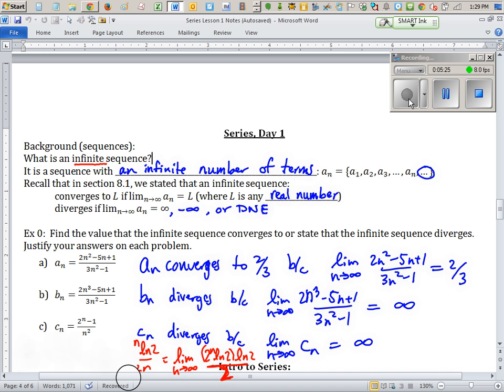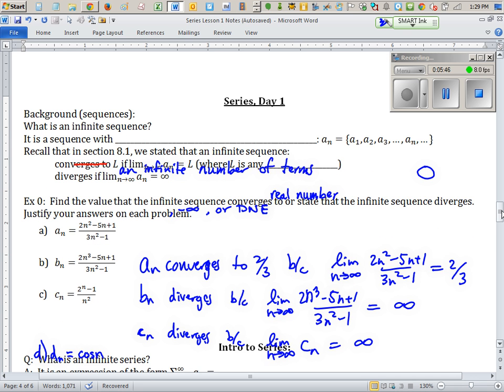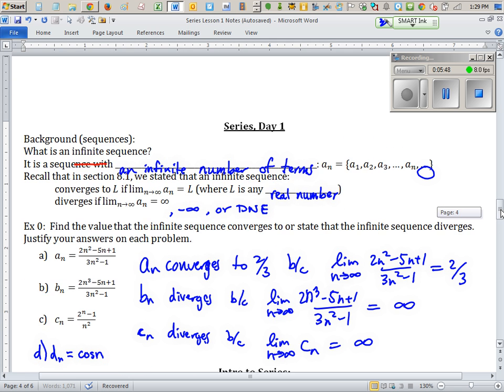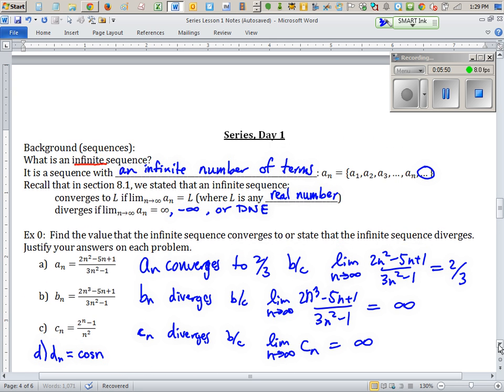I think we should add a little part D to this one. Real simple one. Part D, d sub n is cosine n. Now, if you try to take the limit as n goes to infinity, what's going to happen? You're not going to be able to get a limit.